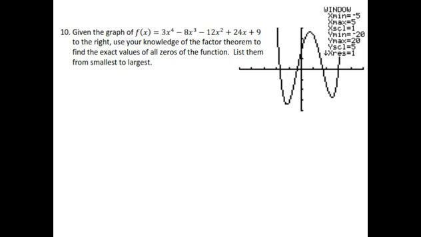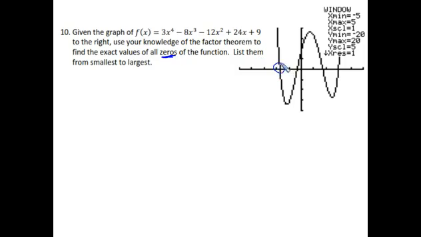Let's take a look at one more example. Given the graph of this particular function, if you were to put this into your calculator, you would get something that looks like this. And notice how I give you the window, just in case you want to check your graph. We're going to use our knowledge of the factor theorem to find the exact values of all the zeros. In other words, those x-intercepts.